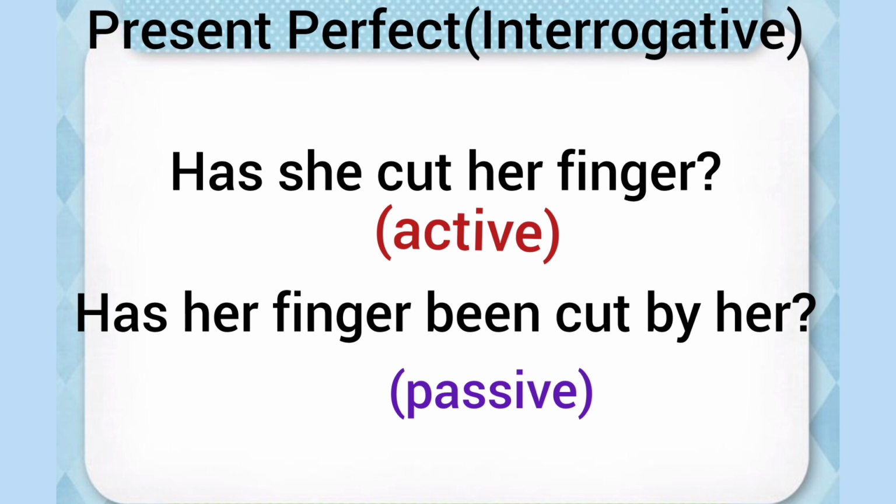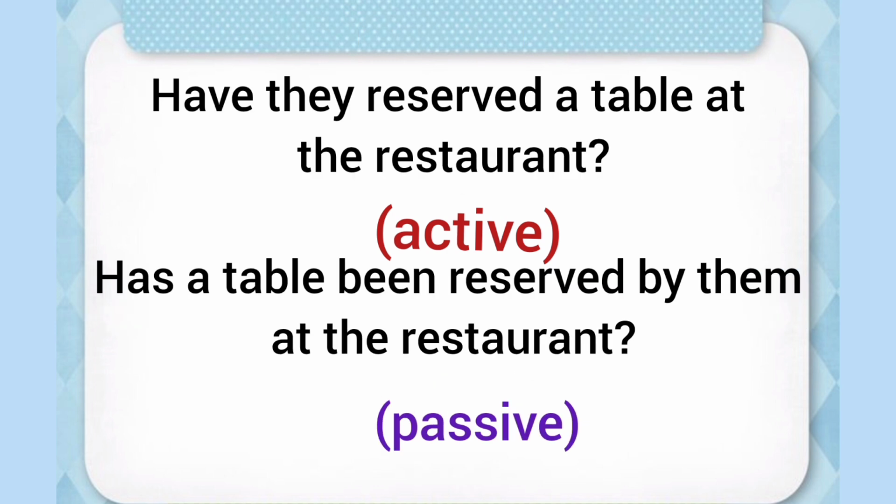And then finally, it's turn of present perfect interrogative sentences. Has she cut her finger? Replacement of subject and object, finger will be written in the start, but has will be at its place. Has her finger been cut by her? Have they reserved a table at the restaurant? Has a table been reserved by them at the restaurant?